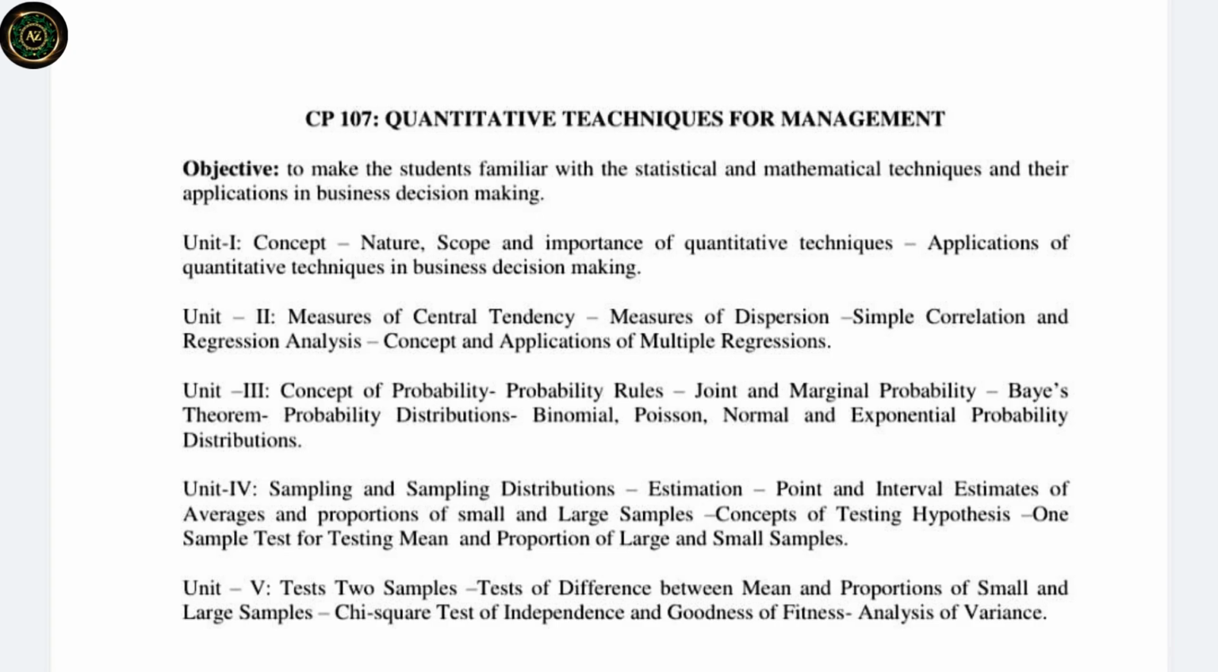One sample tests for testing mean and proportion of large and small samples. Unit 5: Two sample tests, tests of difference between means and proportions of small and large samples, chi-square test of independence and goodness of fit, analysis of variance.